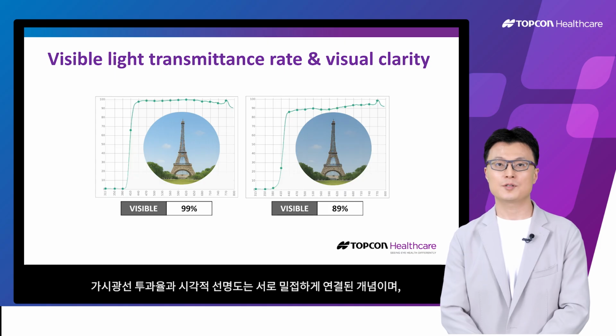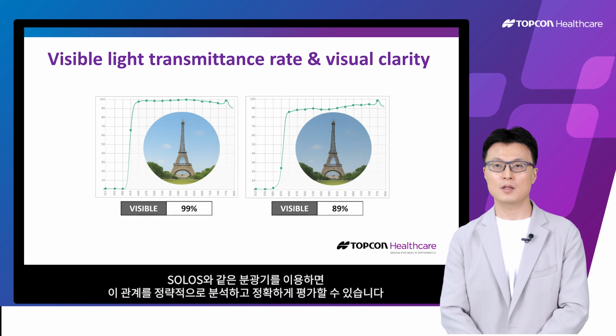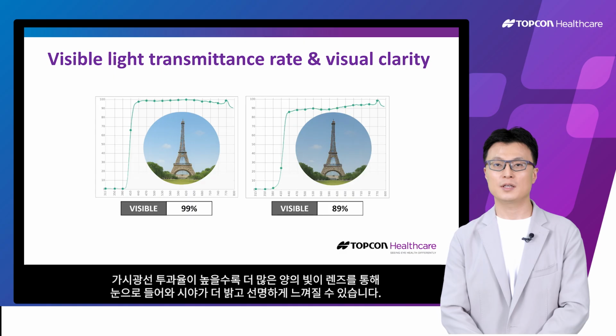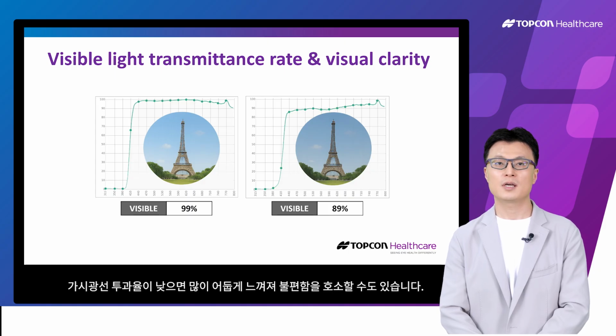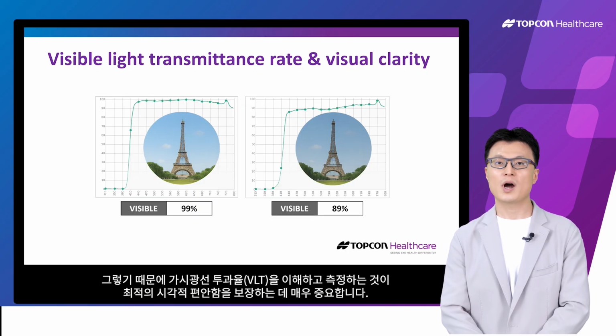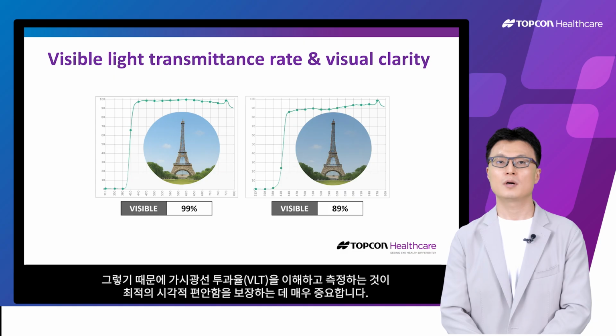Visible light transmittance and visual clarity are closely linked concepts. By using a spectrometer like SOLOS, we can quantify and actually assess how they relate to each other. The higher the VLT, the more light passes through the lens, which generally makes your view brighter and clearer. For people who are especially sensitive to visual changes, even a small drop in VLT can feel noticeably darker and cause discomfort. This is why understanding and measuring VLT is so important for ensuring optimal visual comfort.